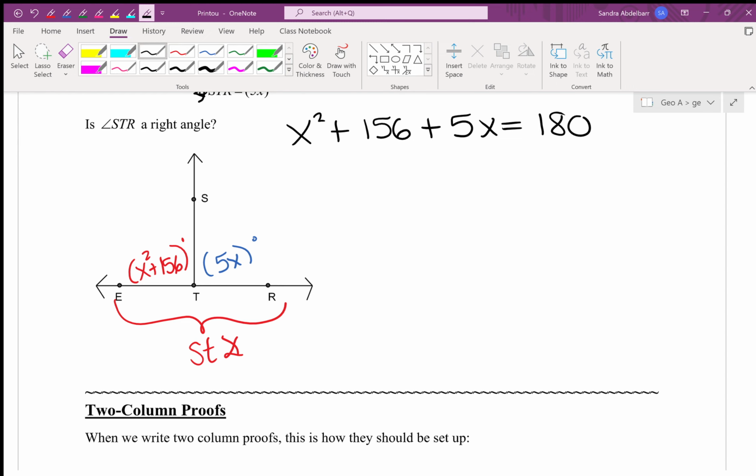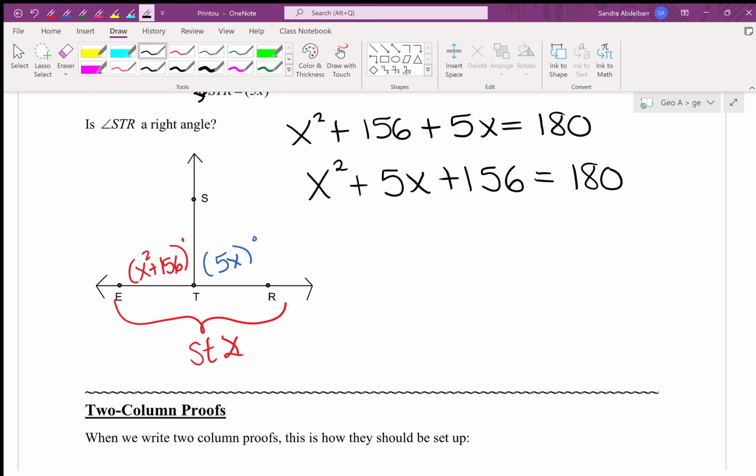So in order to factor this, I'm going to tell you right now, this is not a good format. So what's one thing we have to do to make it a good format? Connor? Move the 5x in the place of 1. Excellent. We need to put it in descending order. So we're going to put the 5x in the middle. So x squared plus 5x plus 156 equals 180.